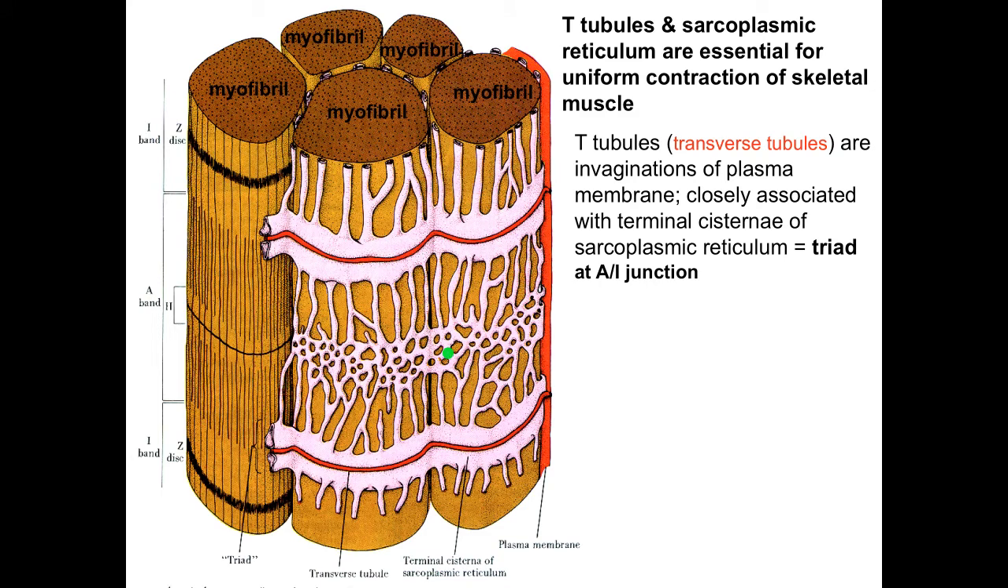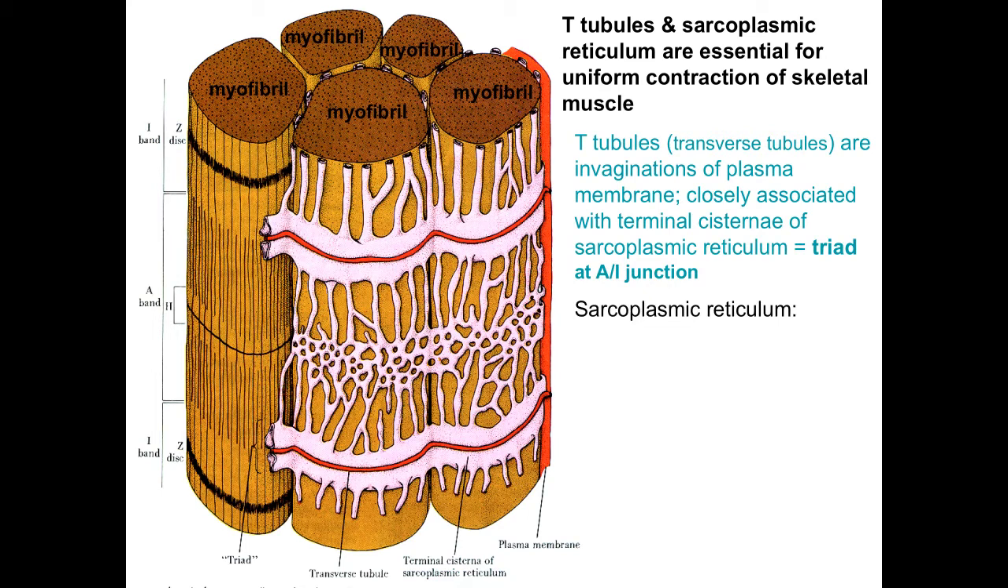So the T-tubules or transverse tubules are invaginations of the plasma membrane. They're closely associated with terminal cisternae of the sarcoplasmic reticulum, and they form what's called a triad near the junction of the A and I band. It's called a triad because there is one component of the sarcoplasmic reticulum, a second component of the sarcoplasmic reticulum, and the T-tubule. So they form triads at the A-I junction.